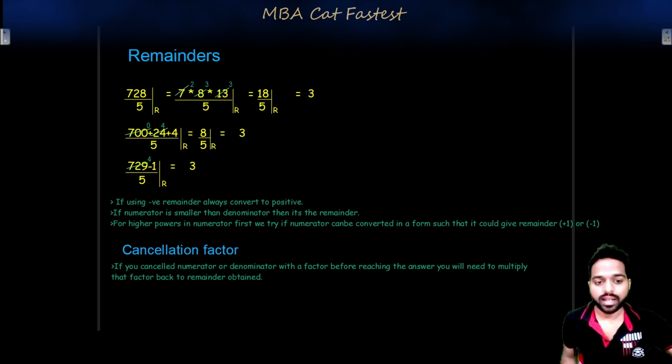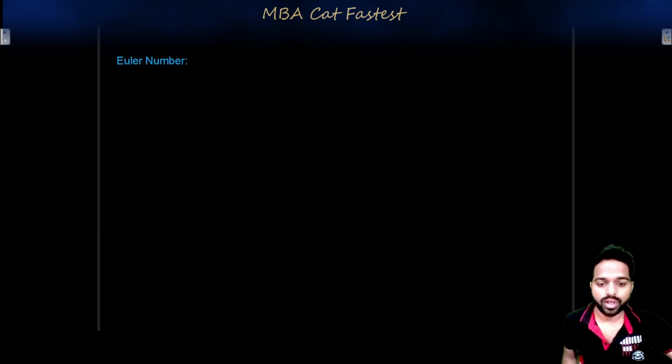See, if you have cancelled the numerator or denominator with a factor before reaching the answer, you will need to multiply that factor back to the remainder. I am highlighting this again because we tend to forget it. Let's say 728 is not a multiple of 5, but we were supposed to find the remainder of this number. If you cancel this, then at the end you will need to multiply this 5 back to whatever is the remainder. Now, Euler number.